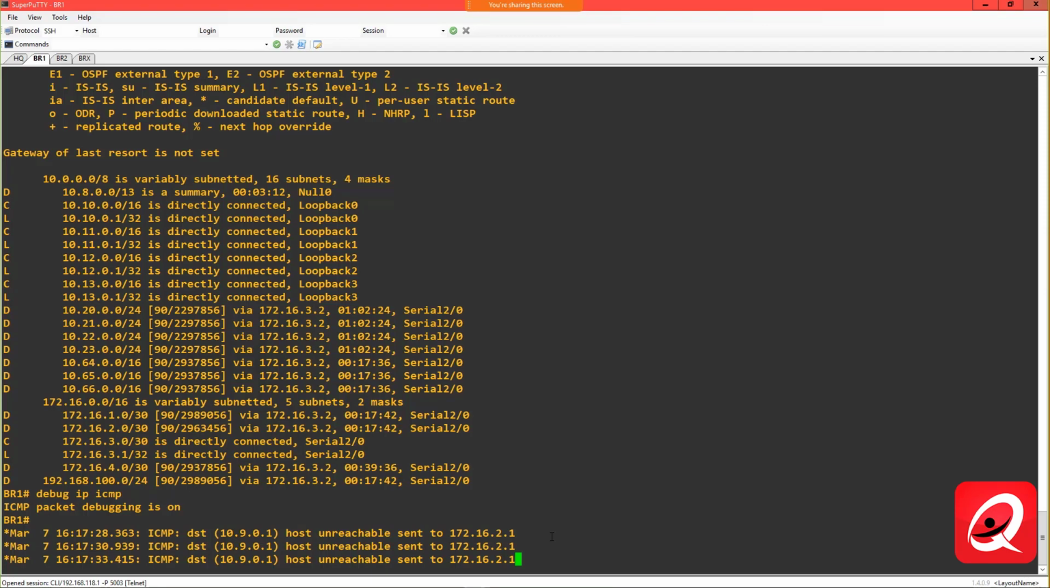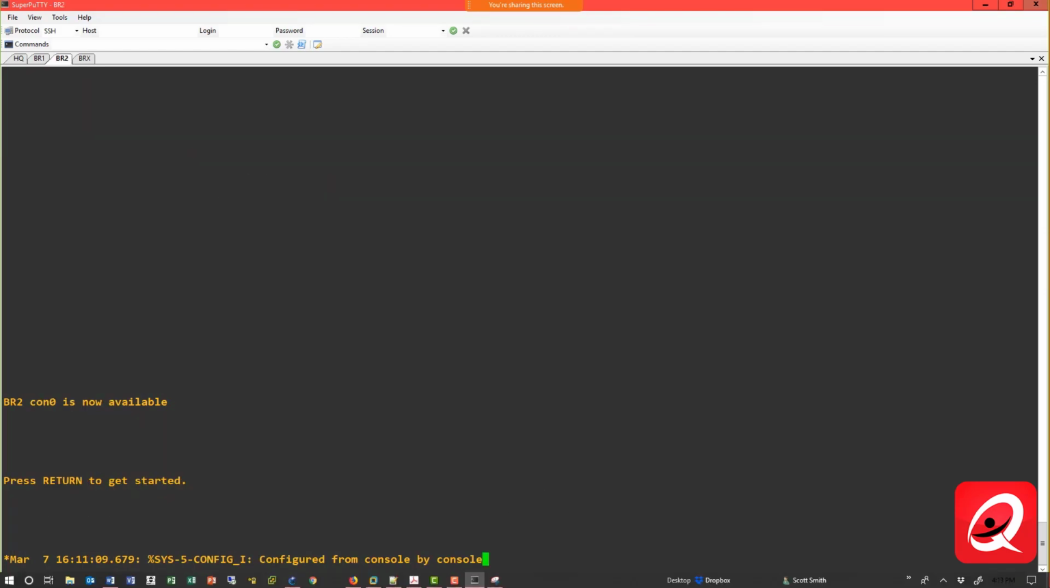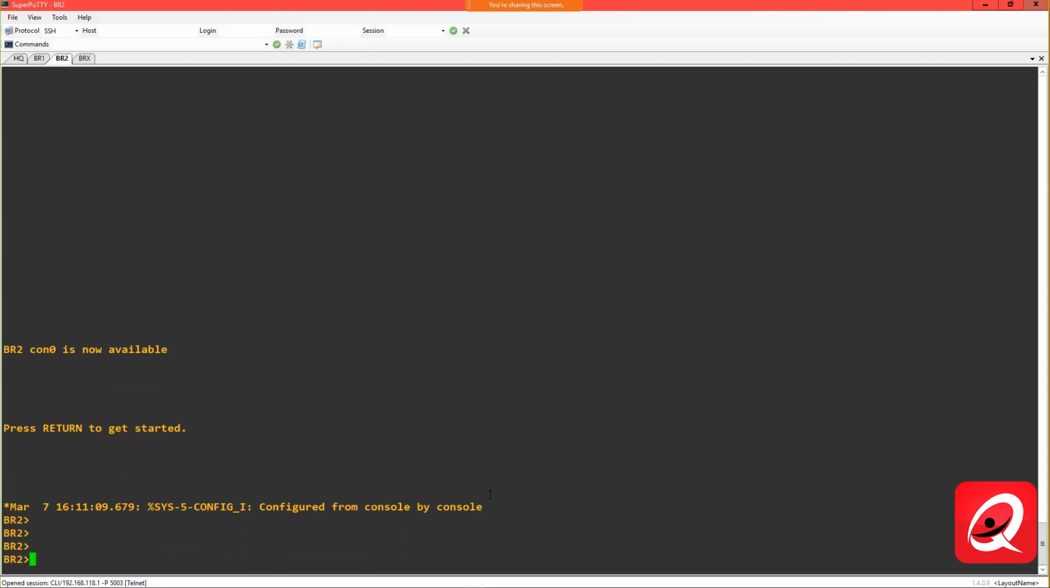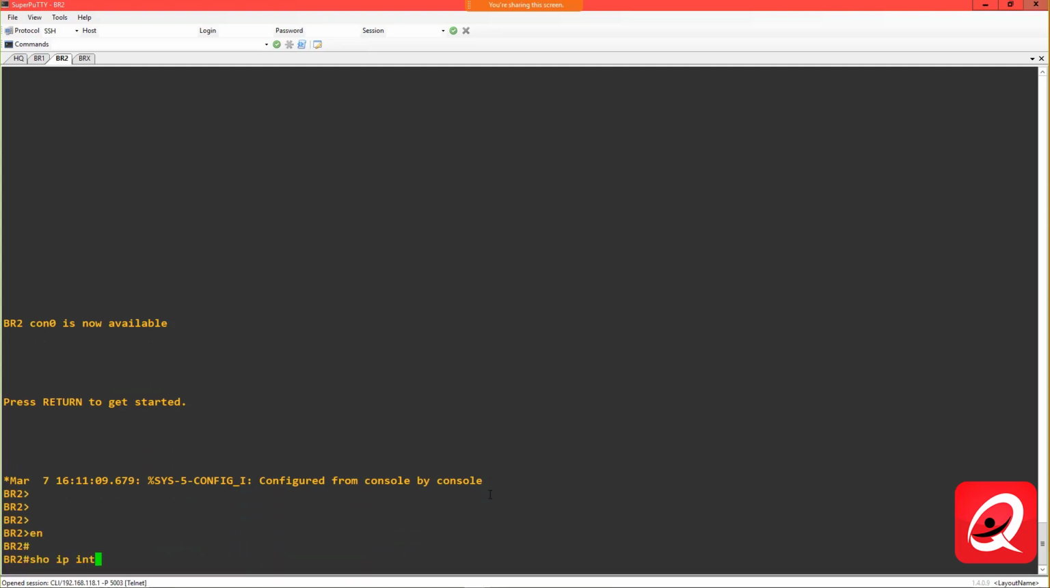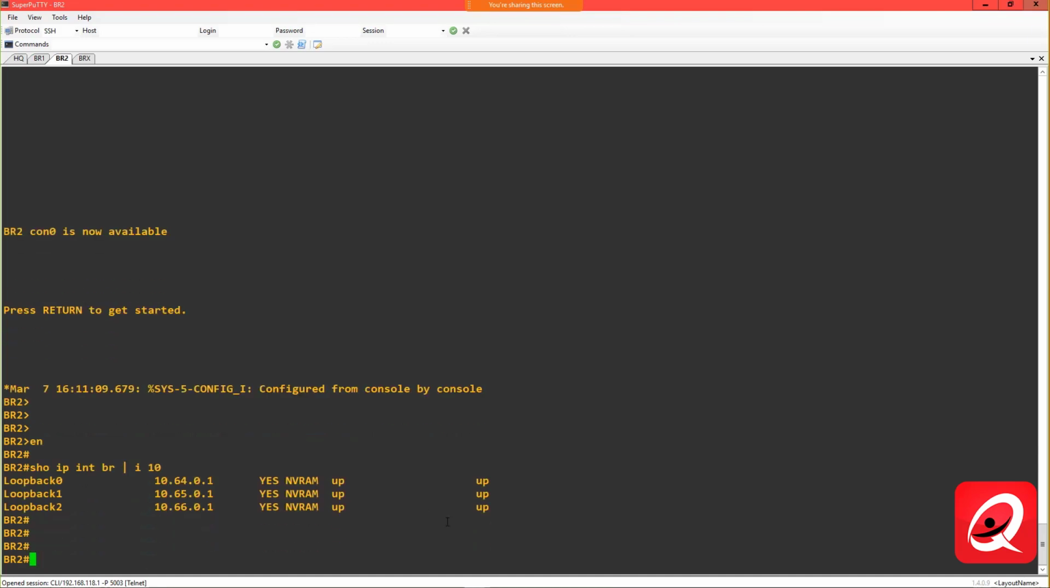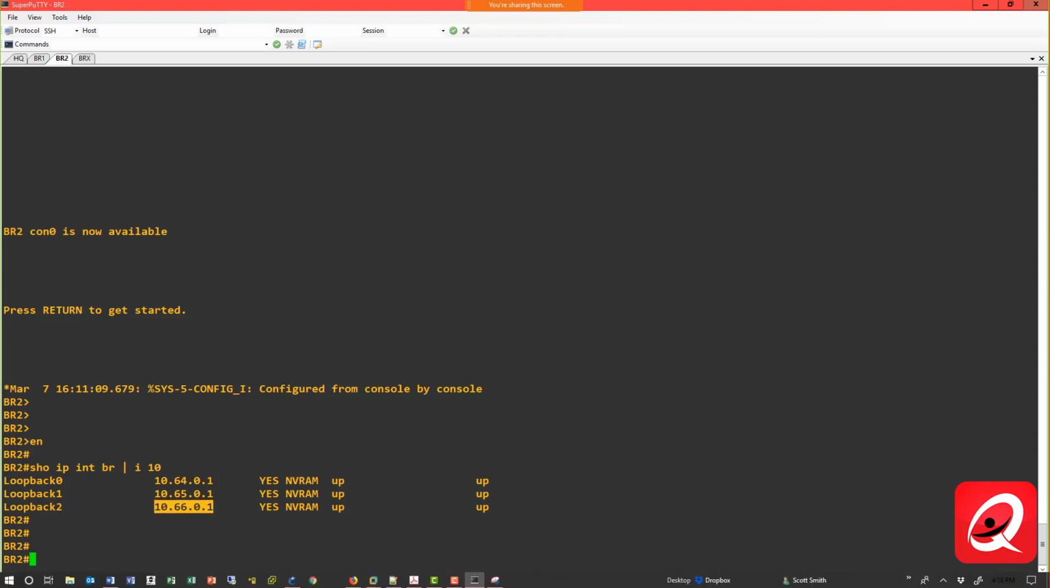So that was the summary that we did on that router. Again, that's done at the port level, and we summarized all the loopbacks on that router. Let's go ahead and look at the similar configuration on show IP interface brief pipe include 10. So we've got these loopbacks here that we're going to go ahead and summarize. So 10.64, 10.65, and 10.66.